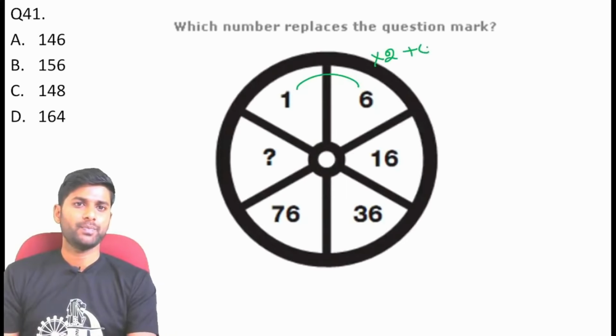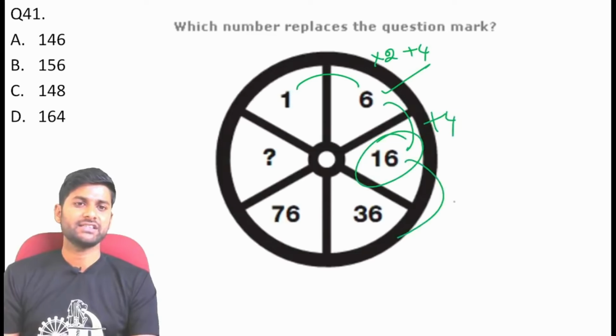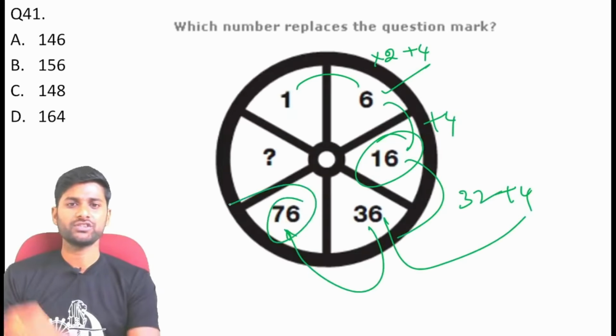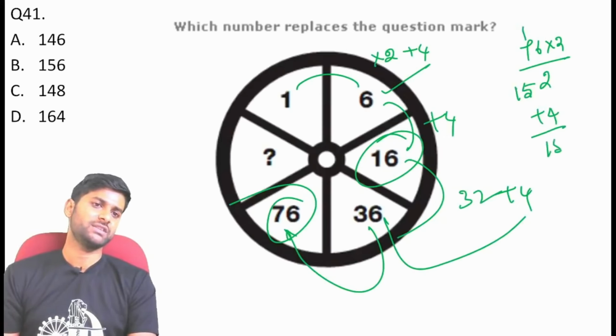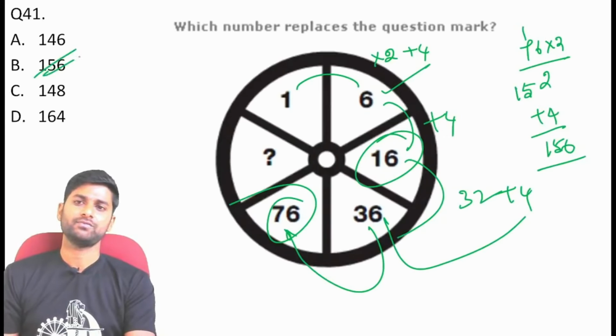1 times 2 plus 4 becomes 6. 6 twos are 12 plus 4 becomes 16. 16 twos are 32 plus 4 becomes 36. 36 twos are 72 plus 4 is equal to 76. Now see, 76 twos are 152, plus 4, the resultant becomes 156. The entire pattern is times 2 plus 4.